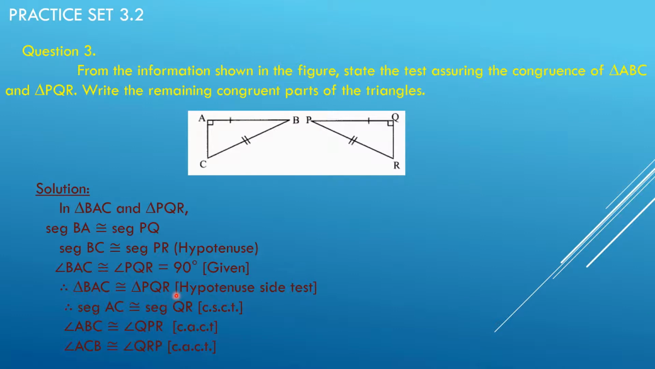And which are the other sides and angles? Segment AC congruent to segment QR by CSCT, and angle ABC congruent to angle QPR, and another one is angle ACB congruent to angle QRP by CACT. These two angles are also congruent.